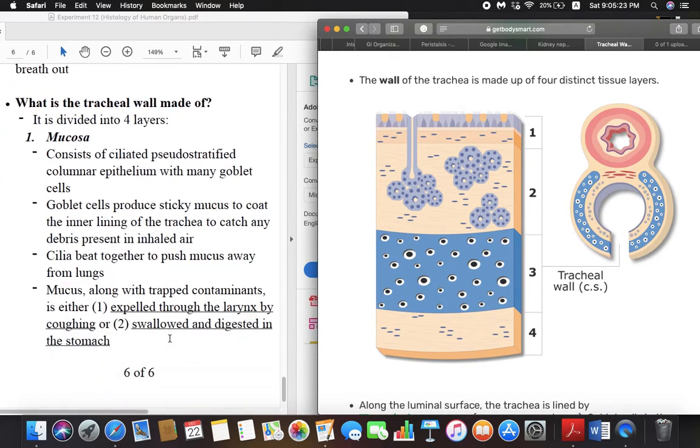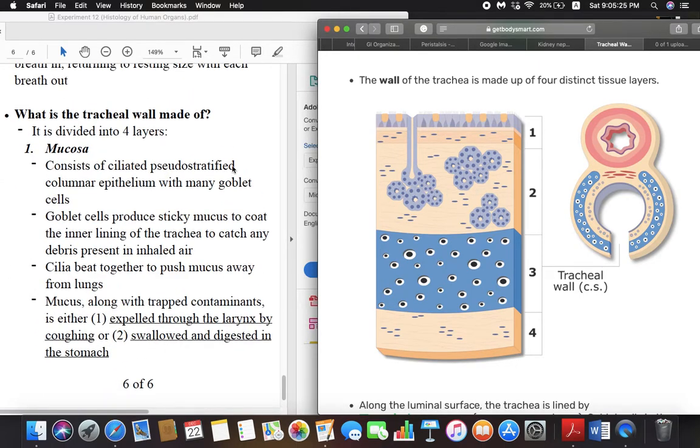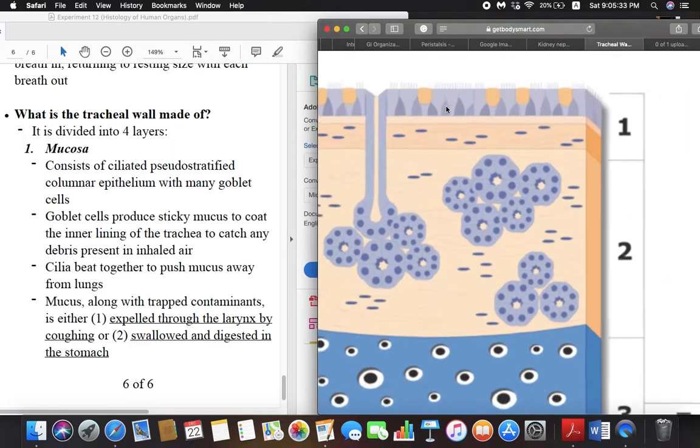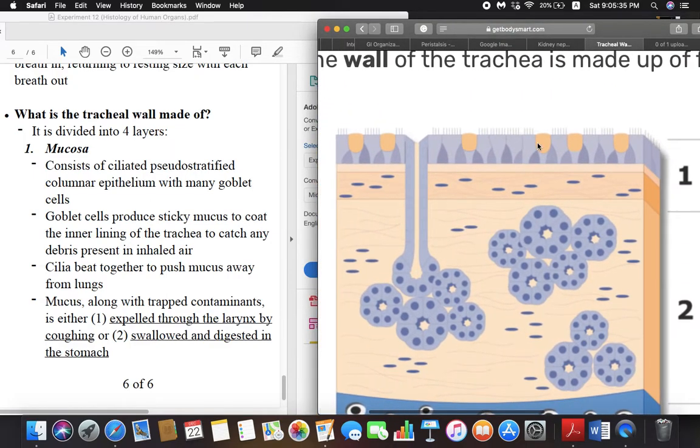So what is the tracheal wall made of? It is divided into 4 layers. The innermost layer is the mucosa, and the outermost layer in this case is called the adventitia. First of all, the mucosa, as we can see here, the cells here are ciliated, and they're separated by goblet cells. The cells here are pseudostratified because they're not all found at the base. The nuclei are not all ovoid in shape, and they're not all arranged at the base. So the mucosa consists of ciliated pseudostratified columnar cells with many goblet cells in between.